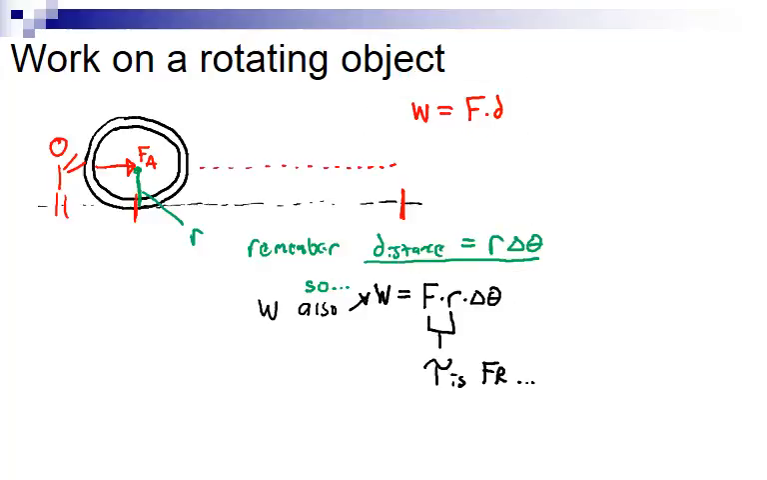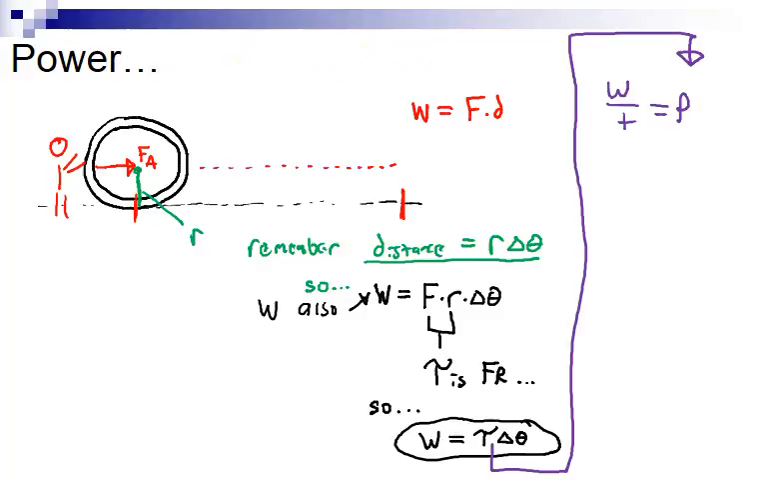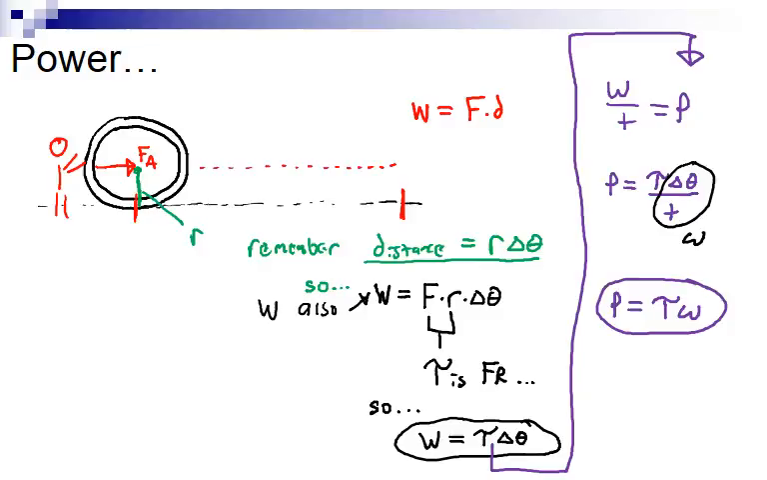So we have force times the radius, which is torque. So really work is torque times theta. And now for power, it's how much work you do in a period of time. And so, torque times theta over time, and we can get omega, which is the angular speed. And so power equals torque times omega.